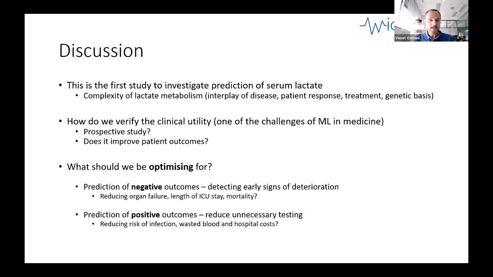On the other hand, if we want to optimize for prediction of positive outcomes, that will have the effect of reducing unnecessary testing, meaning it would reduce the risk of infection, the amount of blood that's wasted to do the test, and the hospital costs. It's impossible to have both. I think these are questions that probably do not have a universal answer, and they will depend on a case-by-case basis. So with this, I will conclude.